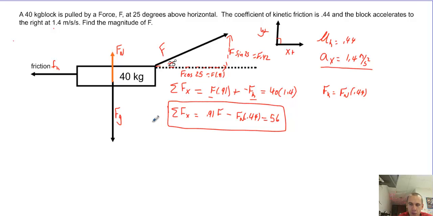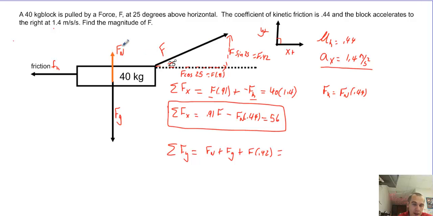I'm going to leave it there for a minute. I don't know what else to do. And now I'm going to go to the y direction. The net force in y is equal to the normal force, Fn, plus Fg, plus this force in y, Fy, which is F times 0.42. And I'm going to assume that this equals 0.